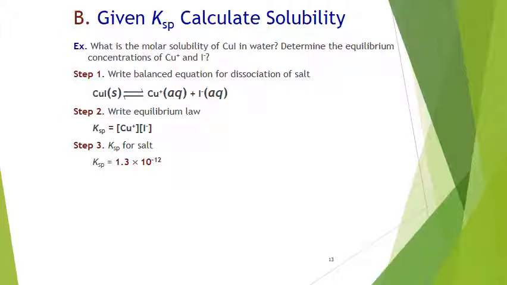Okay, so now what we're going to do is go the other way. Start with the Ksp and figure out what the solubility is at saturation. So we write the balanced equation as such, and then write the equilibrium expression. And we know Ksp is 1.3 times 10 to the minus 12. It has to be given this. Just look it up.